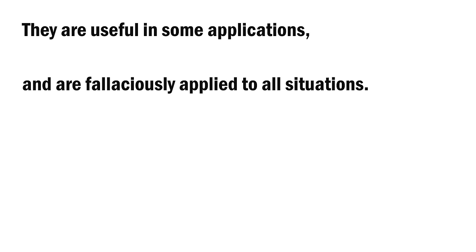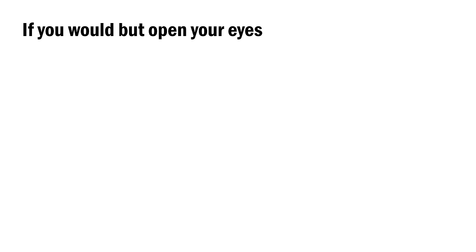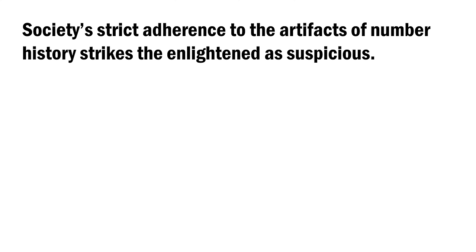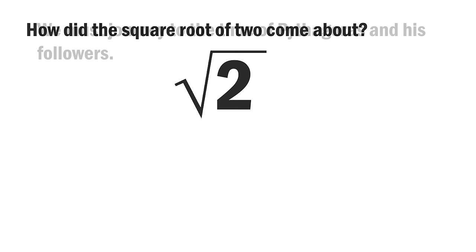If you would but open your eyes, never again would they close. And society's strict adherence to the artifacts of number history strikes the enlightened as rather suspicious. So how did the square root of 2 come about? Well, we must journey to the time of Pythagoras and his followers.